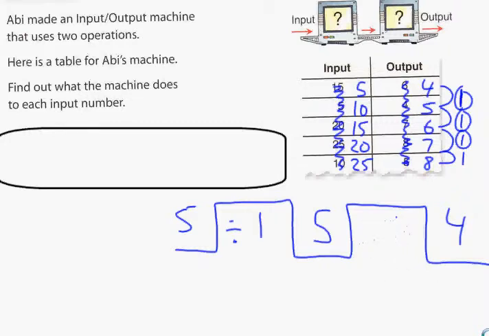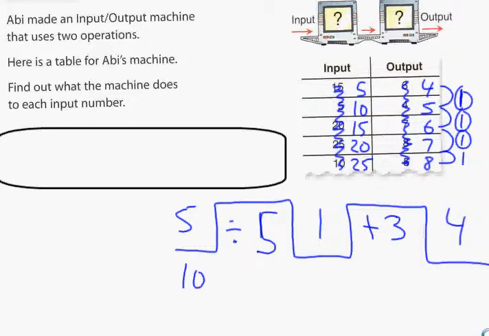But I could try to divide it by 5. Okay, so I'm going to try divide it by 5. 5 divided by 5 is 1. And to change a 1 into a 4, I'm going to add 3. That works for my first input. But let's try the second one. We're going to double check.